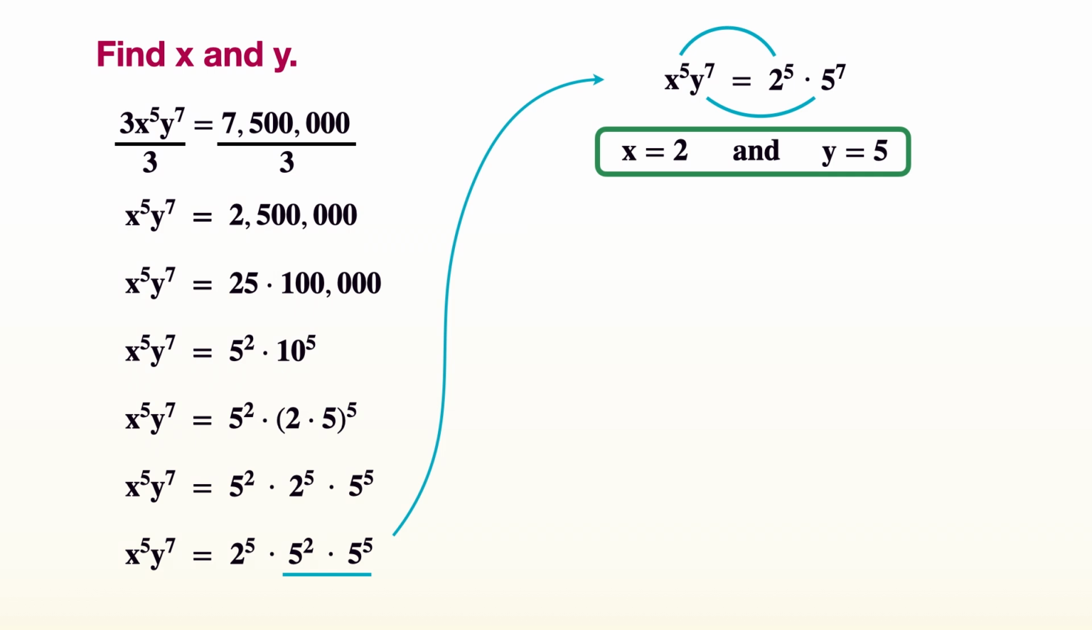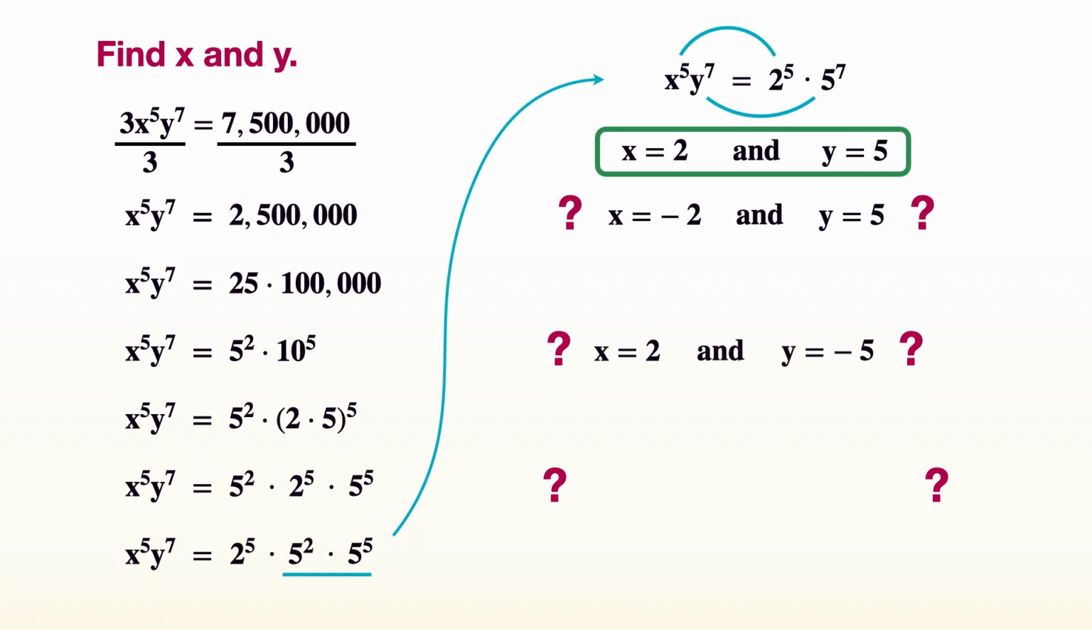However, we need to look for other solutions because when we are raising numbers to a power, the negative of a solution might also be a solution. So we need to check 3 possibilities. The first is x equals negative 2 and y equals 5. The second is x equals 2 and y equals negative 5. And the third is x equals negative 2 and y equals negative 5.